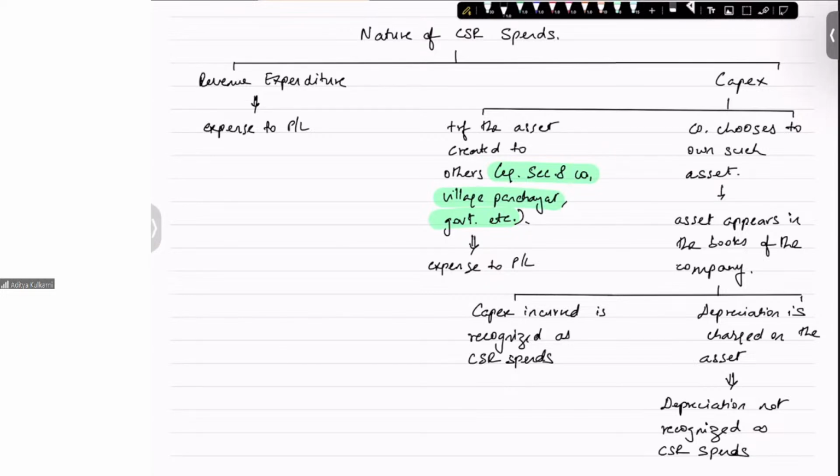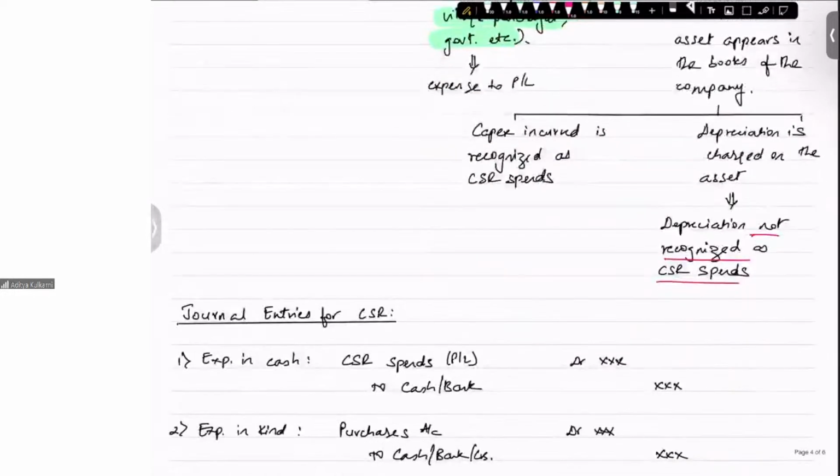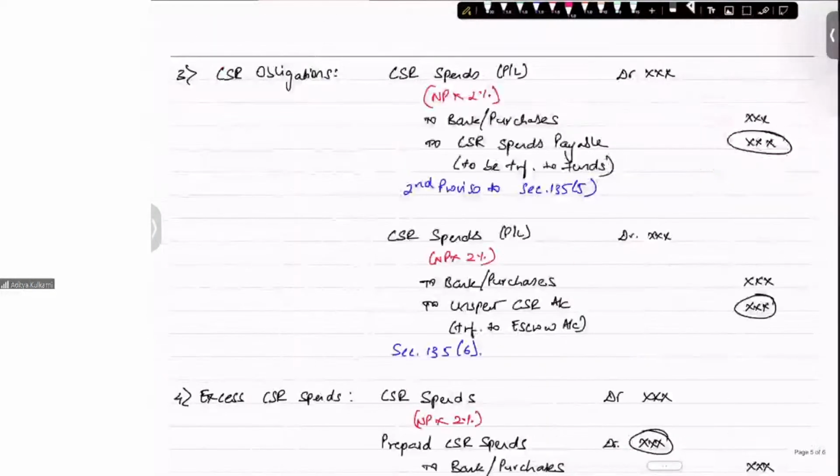Acha, will you recognize the capital expenditure as a CSR? Definitely. So if you are recognizing the capital expenditure as a CSR, then obviously when you depreciate that asset, depreciation will not be recognized as CSR. Not recognized as CSR, because you got the full recognition when the capex was incurred. So now you will not say that again depreciation is my CSR spends. Okay, so that takes care of that.